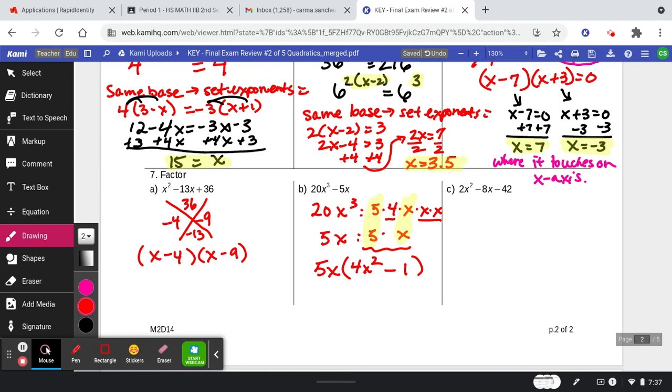If I want to double check if this is the correct factoring of this one up here, I would just multiply it out. I would do the opposite and see if it worked. So in my head, I can go 5x times 4x squared. That does give me 20x to the third. 5x times negative 1, it does give me negative 5x. Check, I got it. So this right here is called a greatest common factor, GCF.